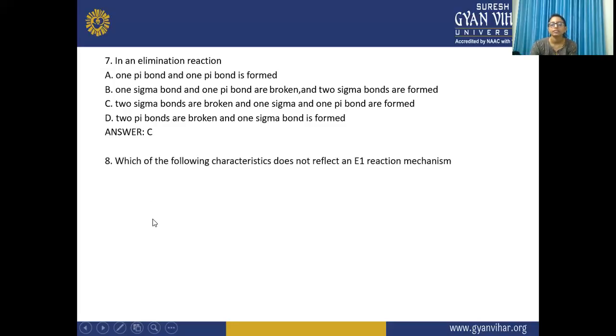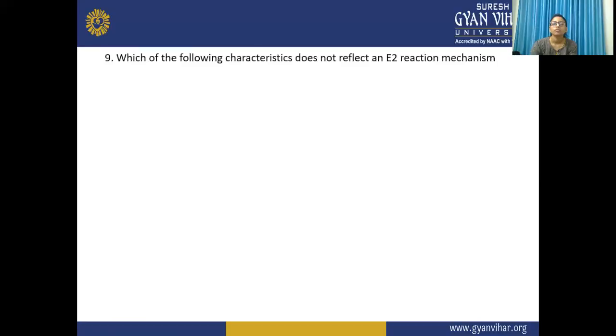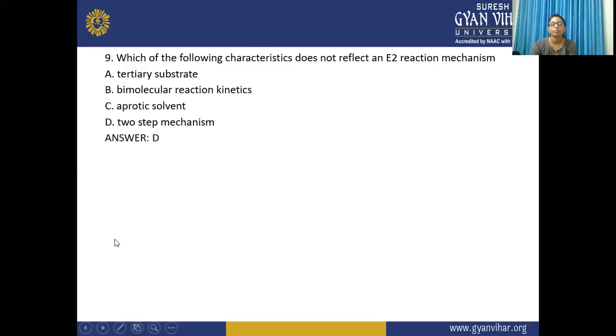Which of the following characters does not reflect the E1 reaction mechanism? Tertiary substrate, aprotic solvents, weak base, formation of a carbocation intermediate. So here the answer will be aprotic solvents, because it generally happens in protic solvents. Now, which of the following characteristics does not reflect an E2 reaction mechanism? Here the tertiary substrate, bimolecular reaction kinetics, aprotic solvent, two-step mechanism. Then the answer is two-step mechanism.